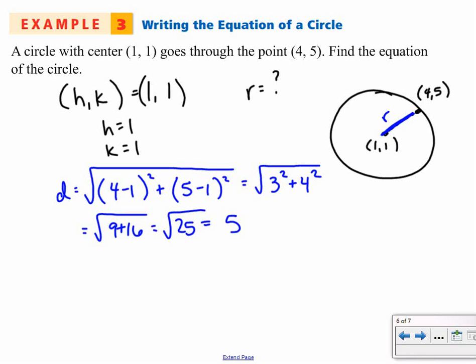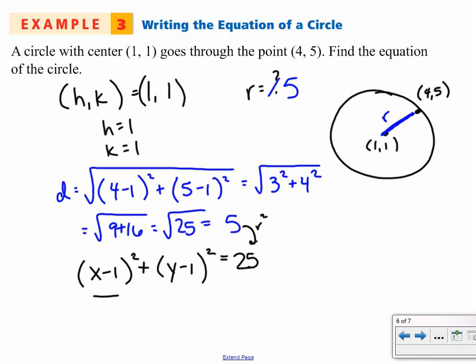So now I know my radius, and I'm going to just plug my center and my radius into my equation. x minus 1 squared plus y minus 1 squared equals 25, because this is r squared. So there it is, equation of a circle.